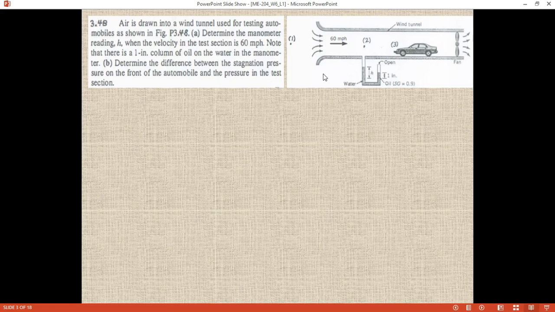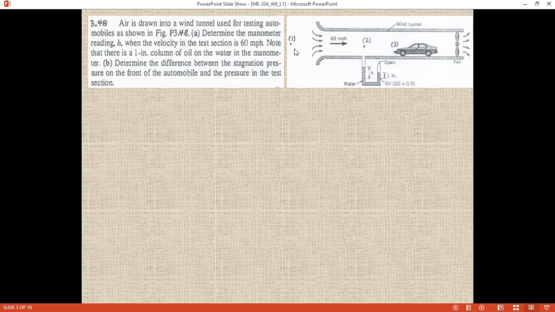So first of all, what we have to find out, we have to find out this height h. To find out this height h, we should know this pressure P2. Okay, to find out the pressure P2, we should apply a Bernoulli equation between point 1 and point 2. So to apply the Bernoulli equation, we should know the boundary condition at point 1 and boundary condition at point 2. So this is the atmospheric condition.